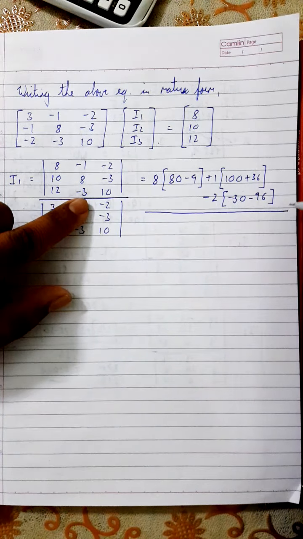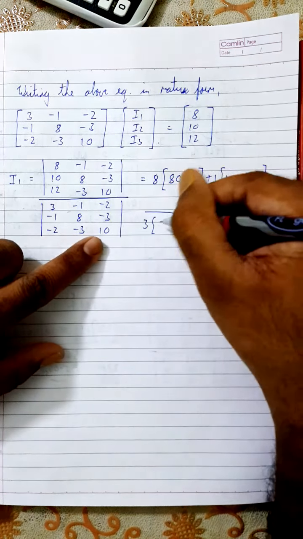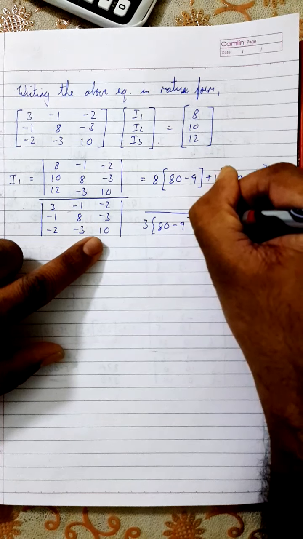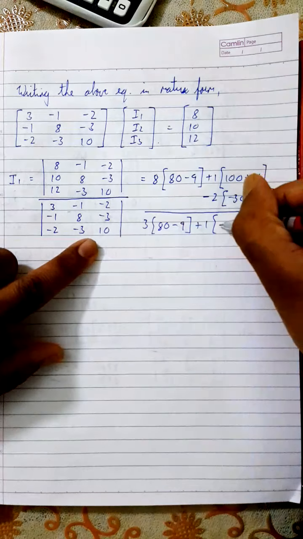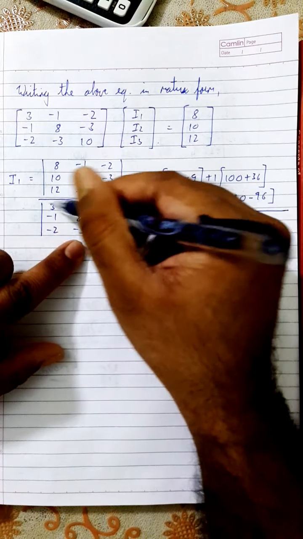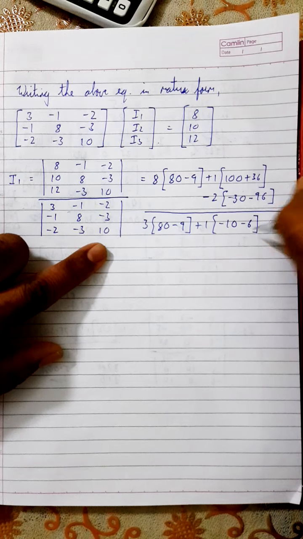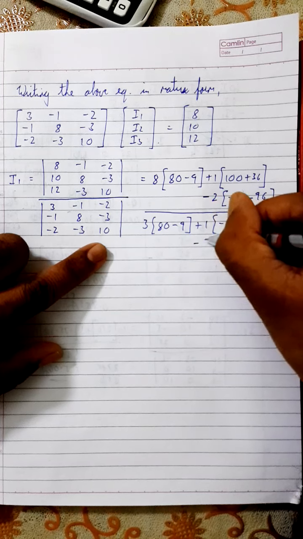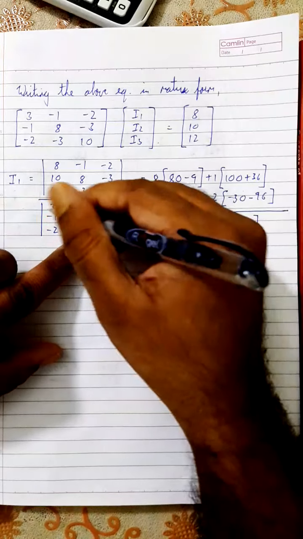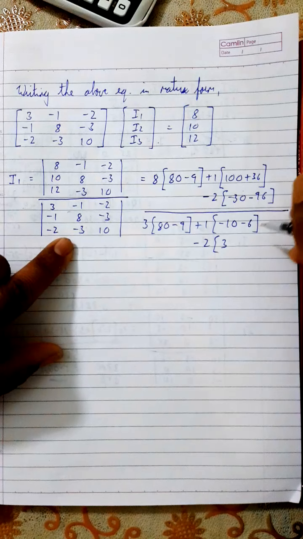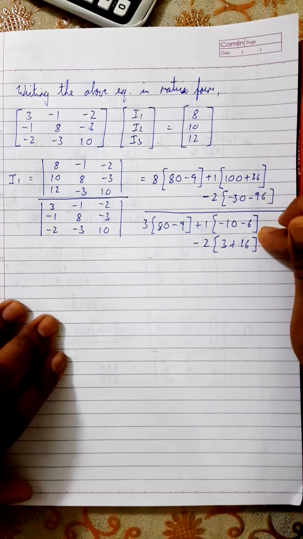Divide by, and for your denominator it is 3 into, here it is 80 minus 9 again, plus 1 into minus 10 minus 6, minus 2 into, it will become 3 minus 16, so it will become plus 16, 3 plus 16. Okay, this is the value of I1.